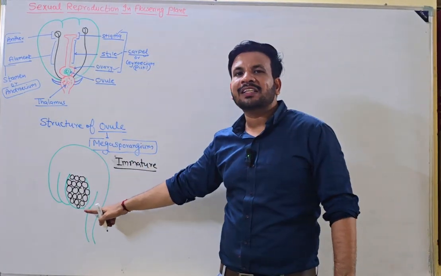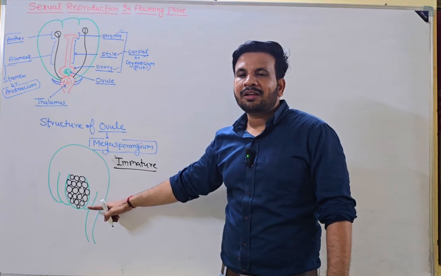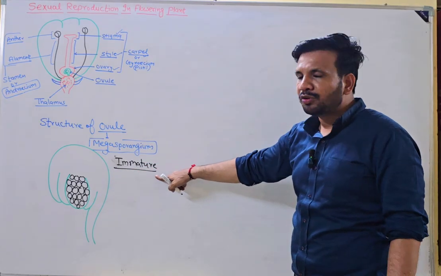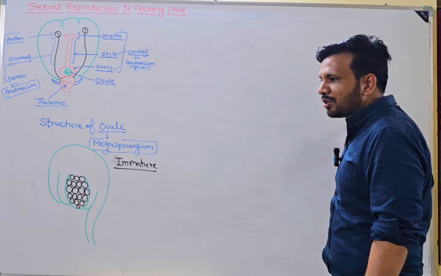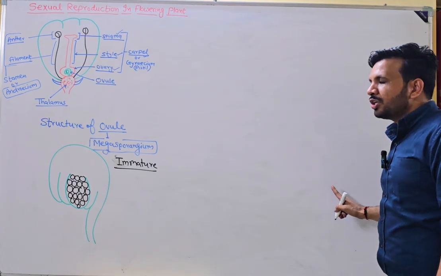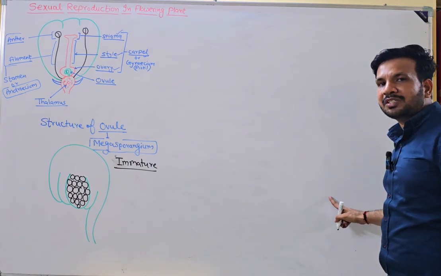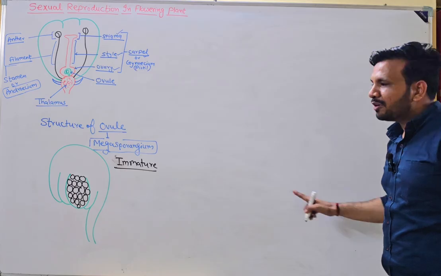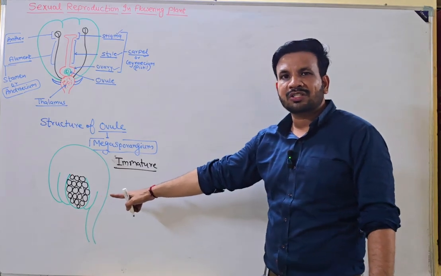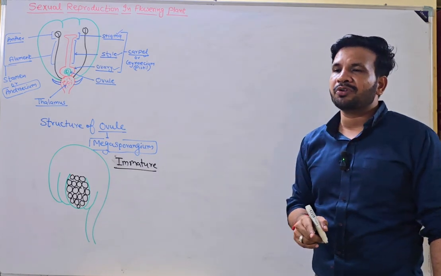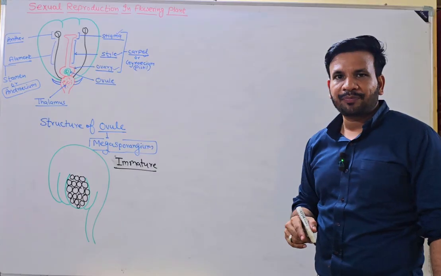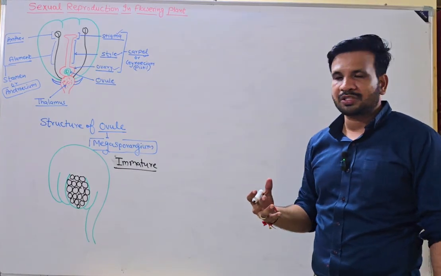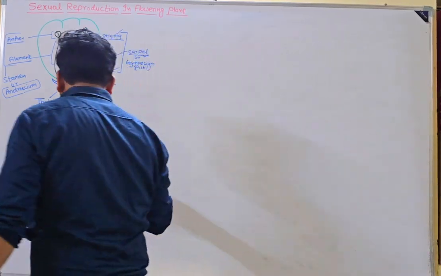Right now you cannot see the egg cell in this, and when it matures through this whole process, at the end of the process you will see the egg cell in it. But right now, because it is immature, you cannot see the egg cell. So that process we are going to talk about: how the egg cell is produced and what the process is. Okay, let's talk about that now.